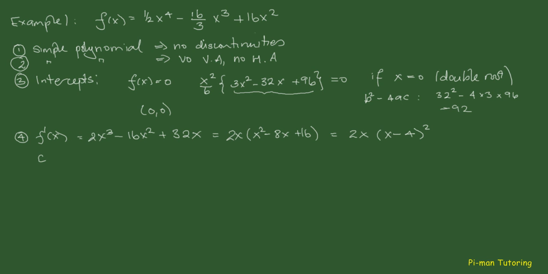So for critical values, we want f dashed of x equal to 0 or does not exist. Well, clearly in this expression there are no limitations on the domain. So what we're left with is x equal to 0 or x equal to 4, and that's also a double root because of the squaring.